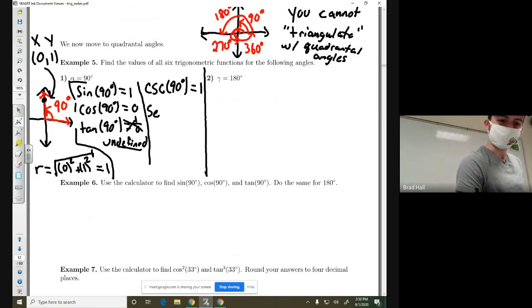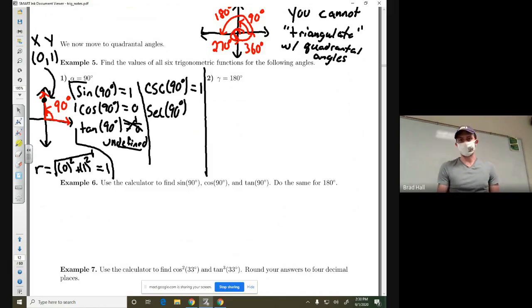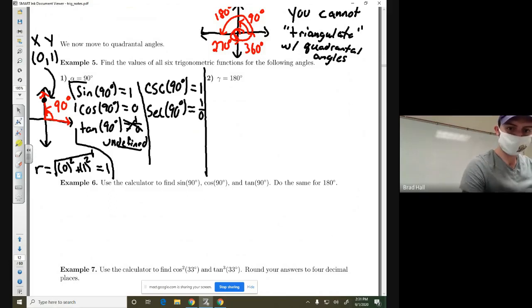What about secant? So yeah, secant is 1 over cosine. So you flip cosine, but cosine's 0. So what do you get when you flip 0? You get undefined, because you would then get 1 over 0, which is bad. So then you get undefined again.